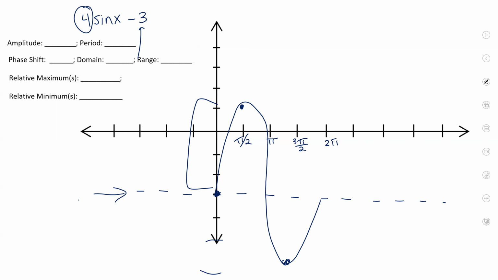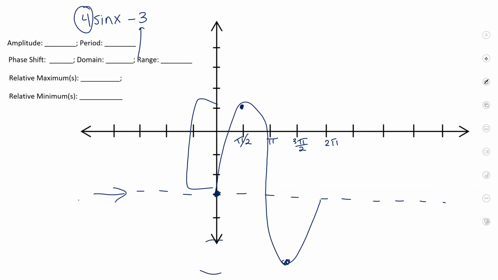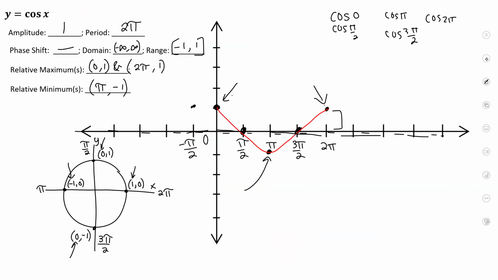Another example. If I gave you, okay, let me give you cosine this time. Let's say 3 cosine x - 2. Here is your midline. Your amplitude is 3, but guys, remember, let me remind you of the parent function. Your parent function looked like this. It started up here, and then it went down and then back up.